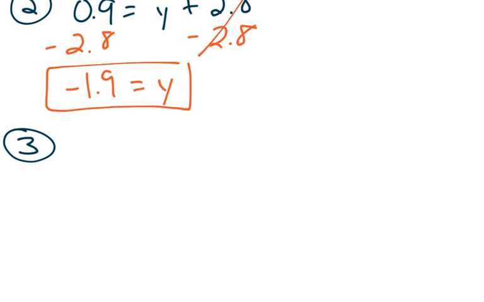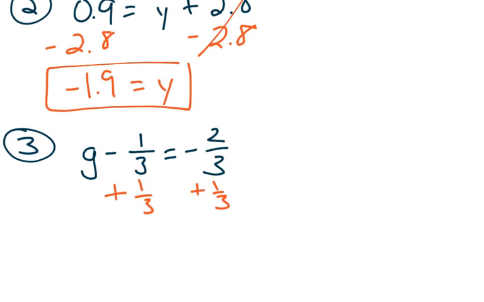Number 3, how about g minus 1/3 is equal to negative 2/3. Again, here's g. We are subtracting 1/3. So to undo subtracting, we're going to add 1/3 to both sides, plus 1/3. Remember, when we're adding and subtracting fractions, the denominators need to be the same, and they are here, so we're in good shape. Those go away.